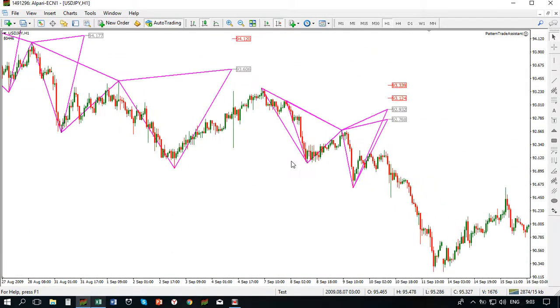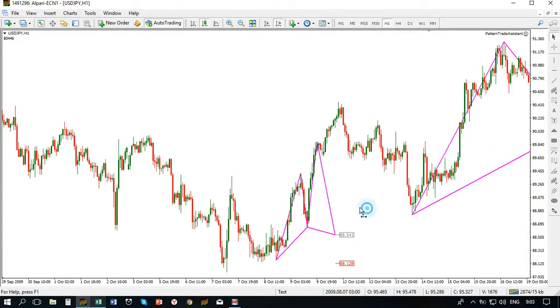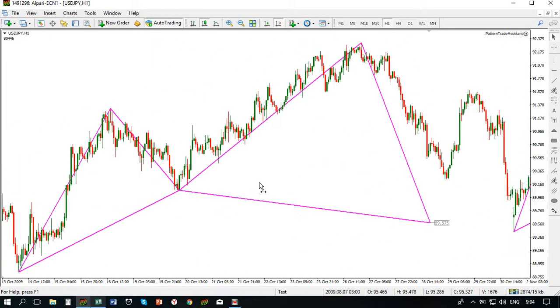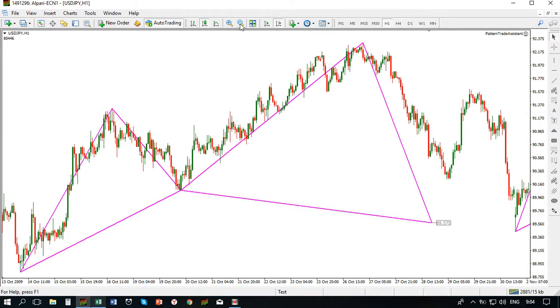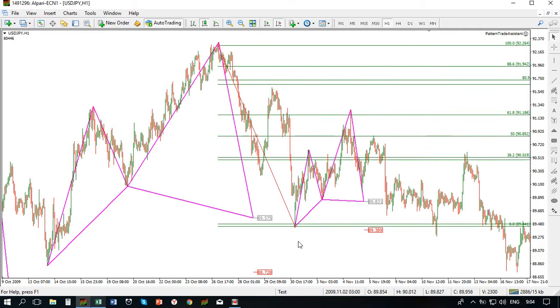Okay, nothing valid, nothing valid. No valid cipher. So many invalidated ciphers. So this should make you think about a stupid decision to enter at C point in hopes that it will complete the pattern. No, in the majority of cases it never completes.